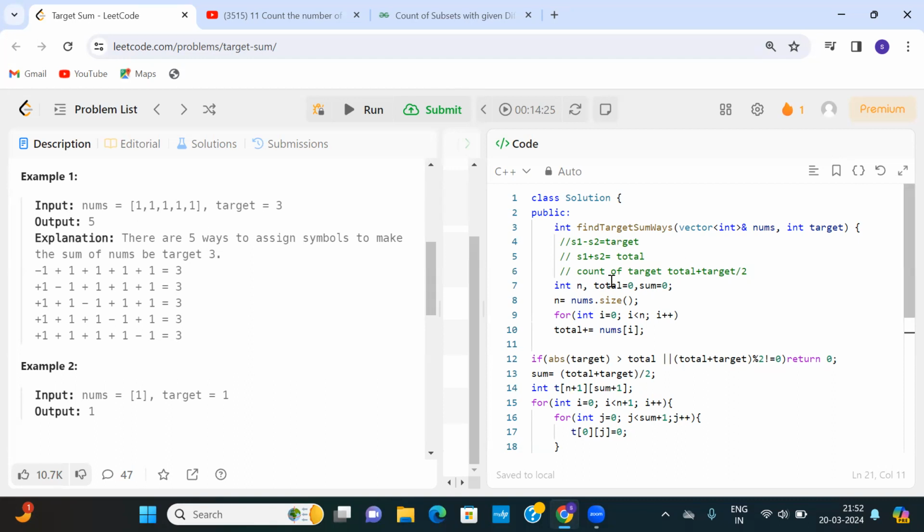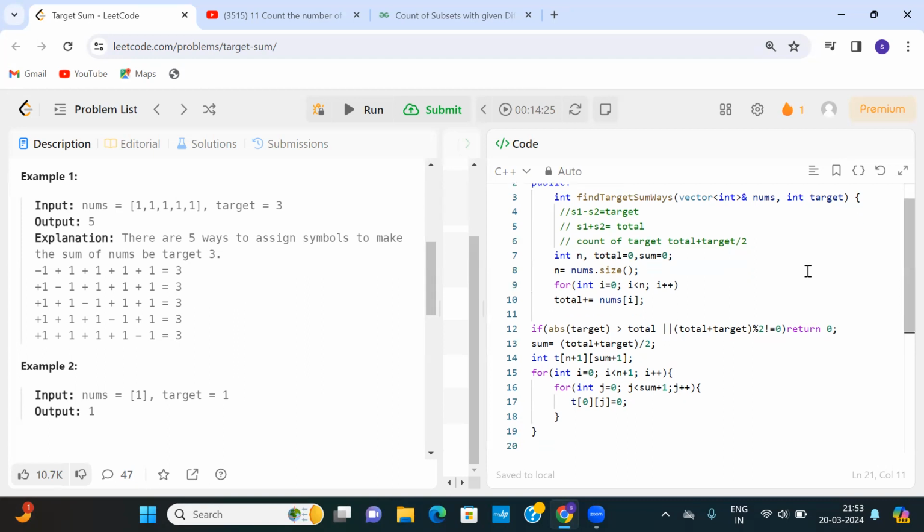Now, after adding these two equations, what will happen? 2 times S1 is equal to target plus total. S1 will become equal to (target plus total) divided by 2. I hope it is clear to you. So now the problem is reduced to counting the total number of subsets in this particular array nums such that their sum is equal to (target plus total) divided by 2.